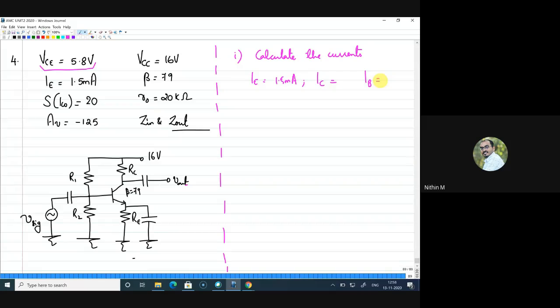Yeah, already answers have come in. IC is 1.48 milliamps, and IB is 18.75 microamps. Yes. All right, so that is IC and IB. All the currents are known first. Now, what is the next step?